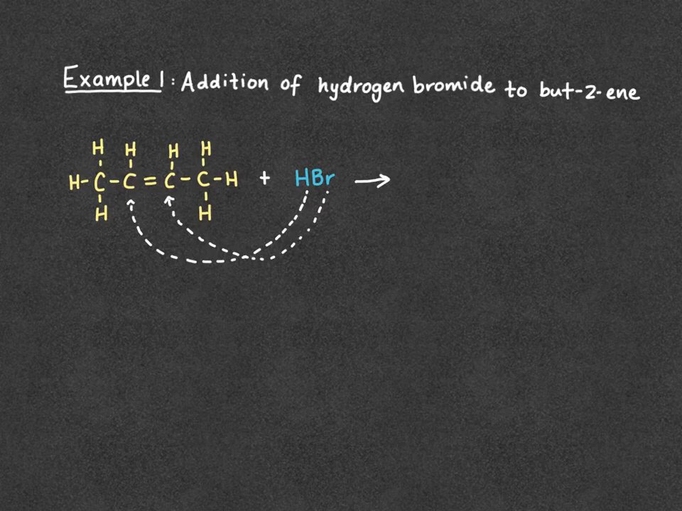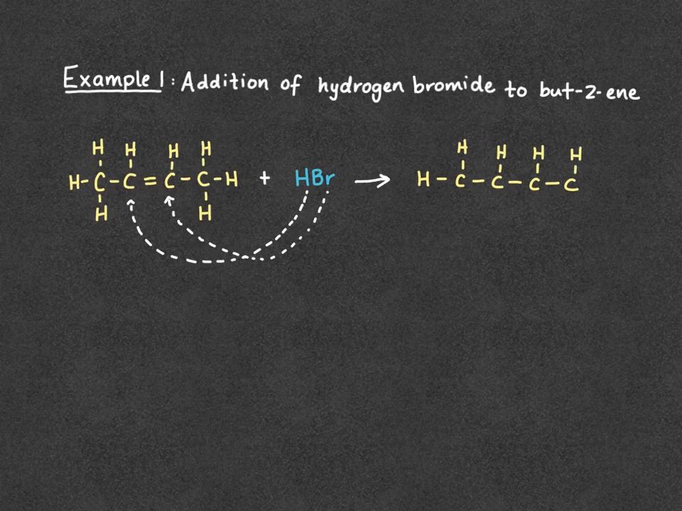So we have our but-2-ene, but now we don't have any double bonds, so I'm going to just draw a single bonded chain of 4 carbons, and I'll put on all of my original hydrogens. At carbons 2 and 3, I will have added a hydrogen and a bromine. So I started with but-2-ene, and I have formed 2-bromobutane.